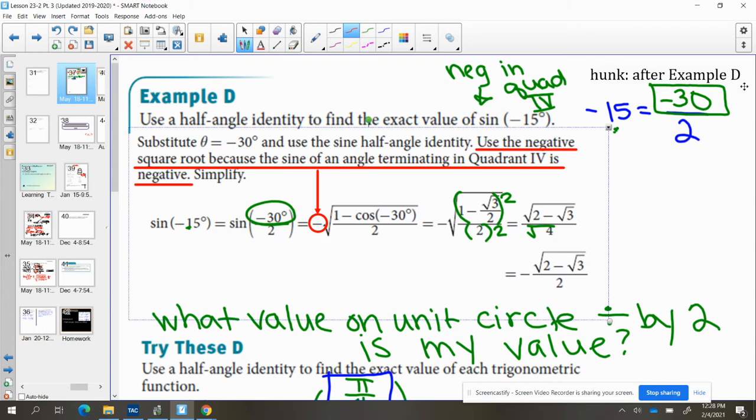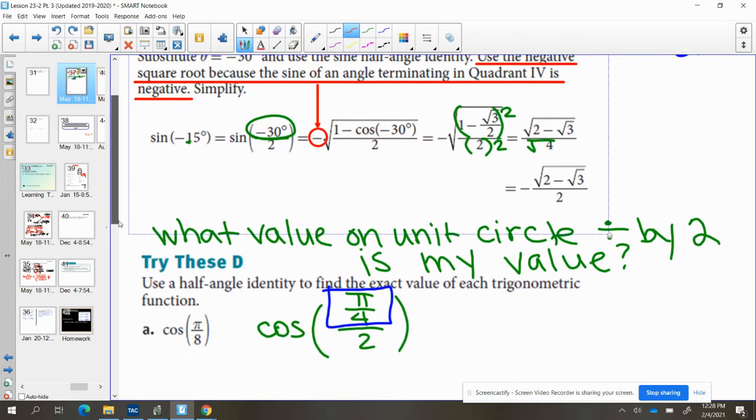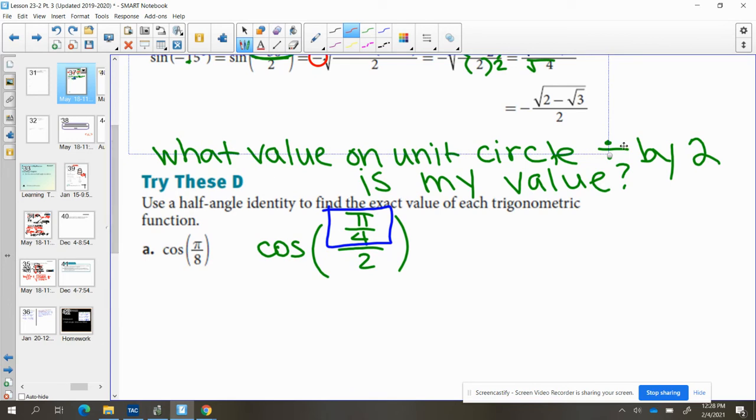Then we plug in negative 30, the value we get when we multiply by 2, and use the cosine of that. To simplify everything, multiply everything by 2, then square root the top and square root the bottom. This is how you are going to leave your answer for the half-angle identities. So from all of these, you're thinking: what value on my unit circle, when I divide it by 2, is going to give me this exact value?